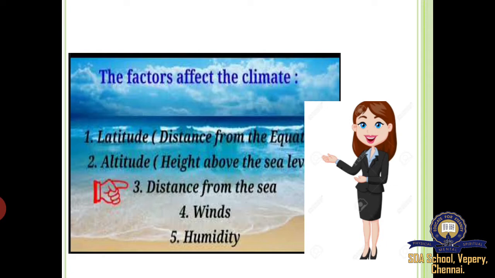What are the 5 factors that affect the climate? Latitude, that is the distance from the equator. Altitude, height above the sea level. The third one, distance from the sea. The fourth one, direction of wind. Fifth one, humidity and the rain. Okay, let us see the first factor.